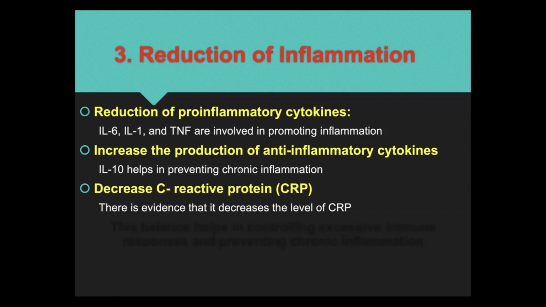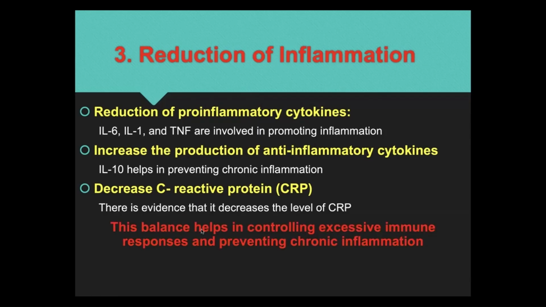So now we have seen, as in the previous slide, this balance in the immune system. Similarly, here in inflammation, the first step is that those which are responsible for the inflammation are reduced, and second, there is an increase of the anti-inflammatory cytokines and a decrease in CRP. So this balance helps in controlling the excessive immune response and preventing chronic inflammation.